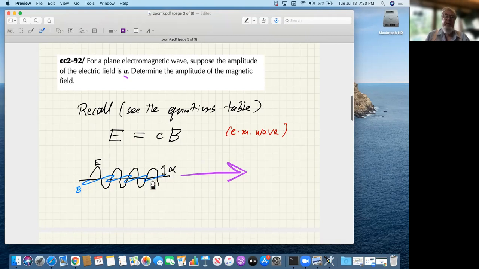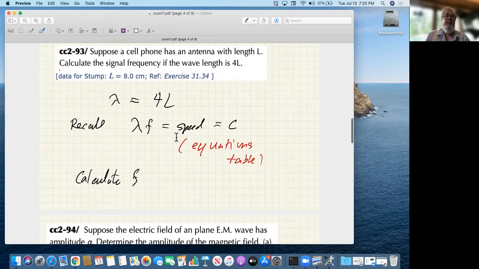And amplitude means the maximum value of E, where E takes its maximum value at the crest of the wave. The crest of the magnetic wave occurs at the same points because E goes like sine kx minus omega t. B also goes like sine kx minus omega t. They have the same x and t dependence. So the point where at a particular time, the electric field is at its crest, the magnetic field is also at its crest, and alpha is C times B.